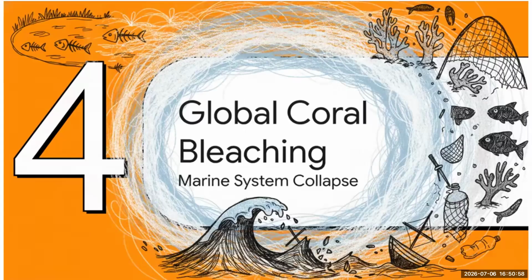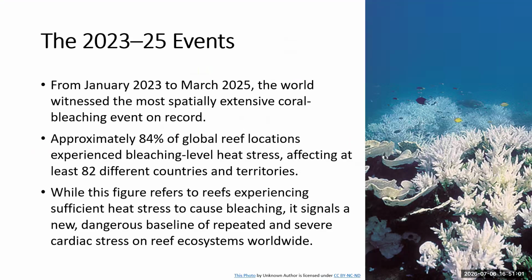Let's shift our focus to coral reefs. Between 2023 and 2025, globally, we experienced the largest coral bleaching event that was ever recorded. Around 84% of reef locations experienced enough heat stress to trigger bleaching, affecting reefs in more than 80 countries and territories. This doesn't mean every coral died, but it does show that heat stress has become widespread and repeated, placing coral reef ecosystems under unprecedented pressure.